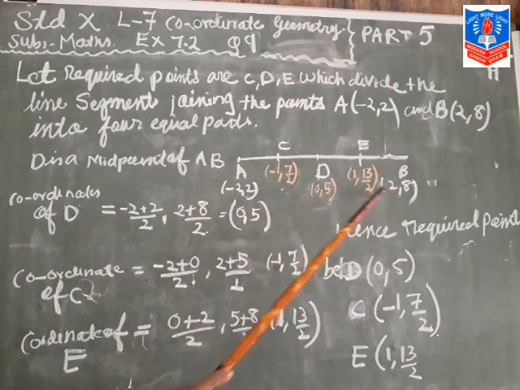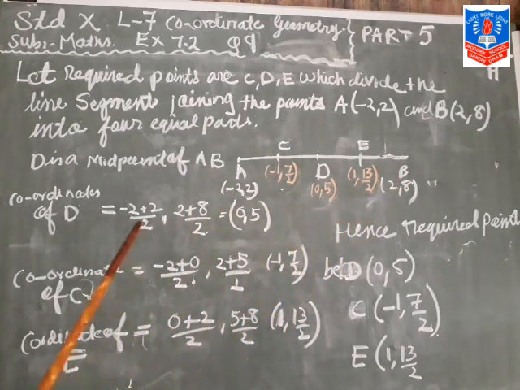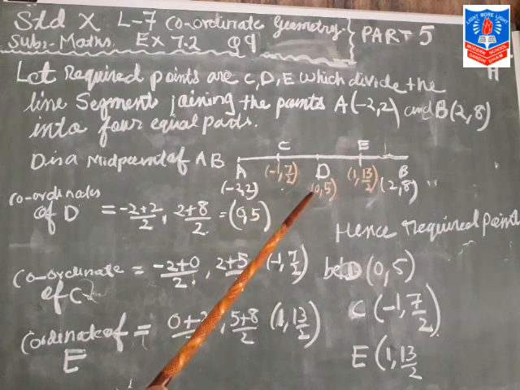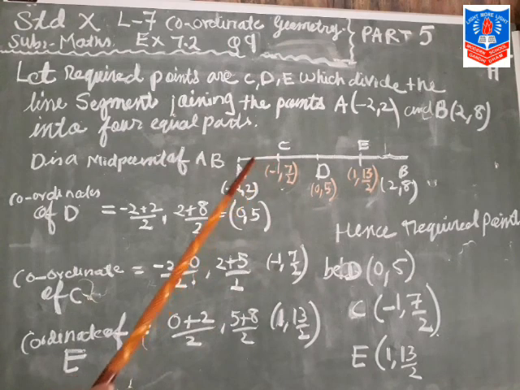So, coordinates of D: -2 plus 2, upon 2, and 2 plus 8 upon 2. So, here -2 plus 2, 0 upon 2. So, that is 0. 8 plus 2, 10, 10 upon 2. So, it is 5. Directly we can write. Clear? So, here D is 0 and 5. Clear?